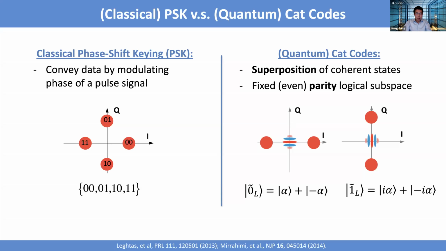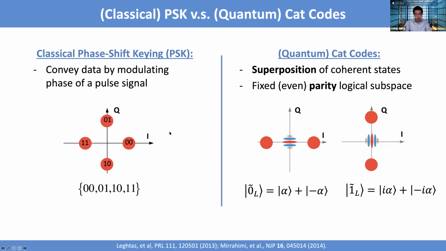So classically, we can store information in the phase of a coherent state, and that leads to phase shift keying. For example, here on the left, you have this phase diagram. You have 4 different coherent states with the same amplitude, but the phase between neighboring coherent states differs by 90 degrees. And because there are 4 coherent states, you can encode 2 classical bits of information.